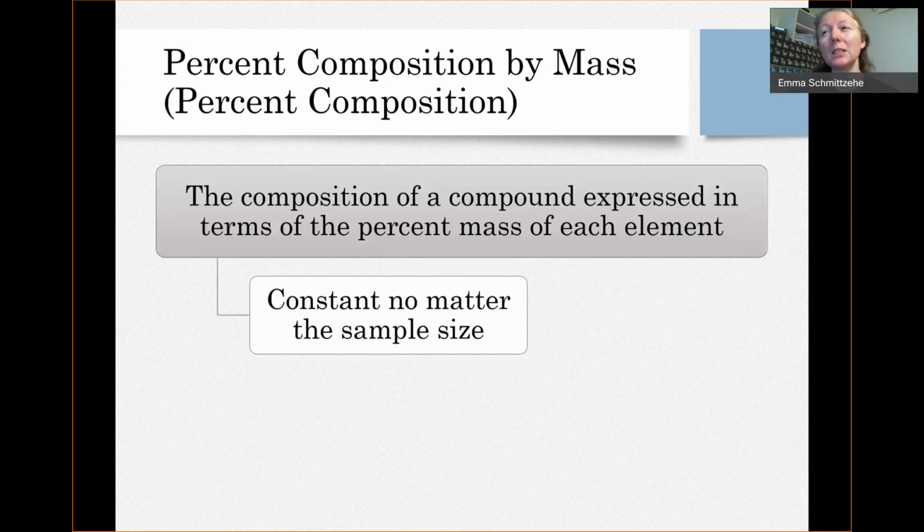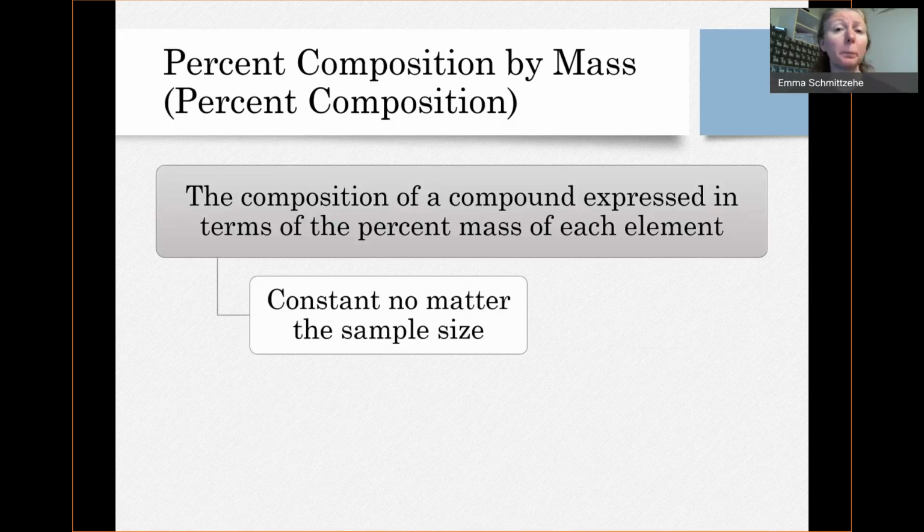So the reason we would do this is because this is a piece of information that is constant no matter what your sample size is. If you're talking about a particular substance, that substance is always made up of the same proportions of things, right? Because we have the law of definite proportions. And so when we look at a percent composition, if it's for a particular substance, it's always the same. So we can apply that to any sample of that substance. And so that's what makes it kind of useful.